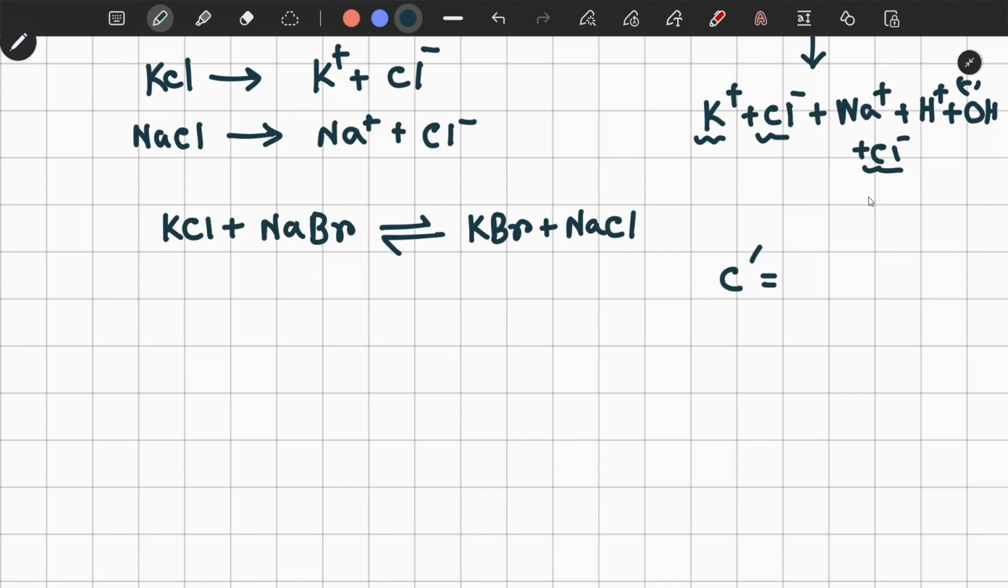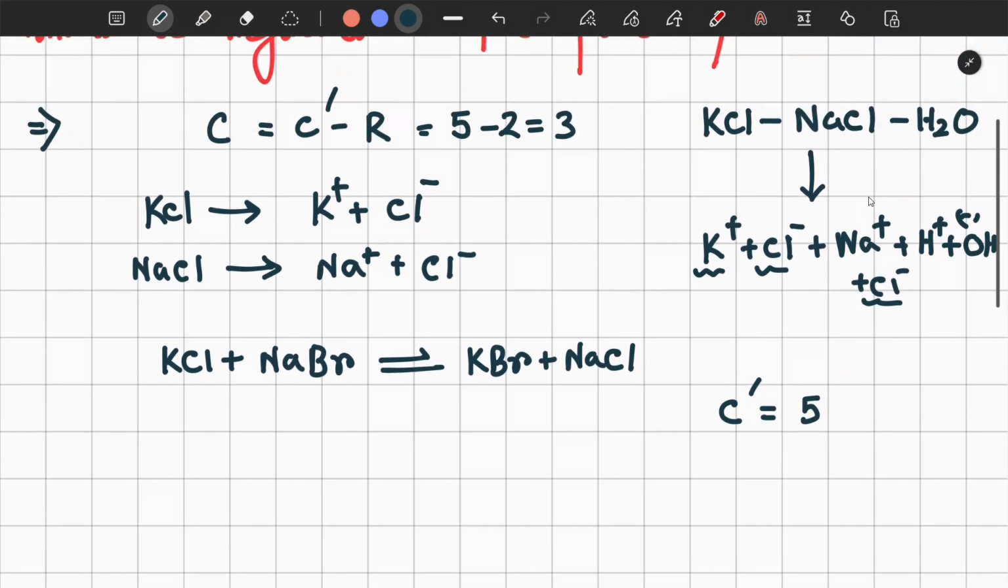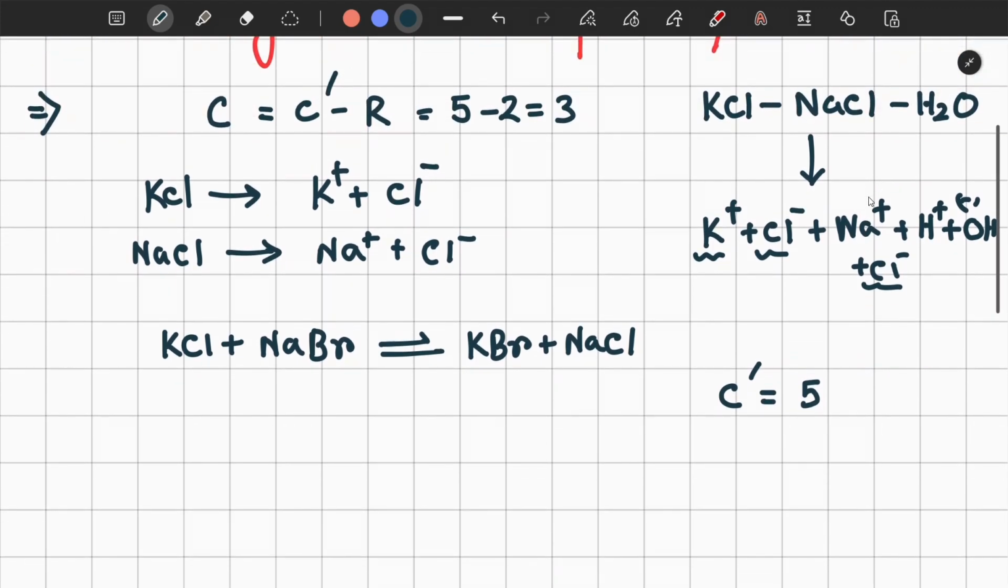C prime will be... and H2O is also there. So in this case also you can consider the whole species. You don't need to consider the ionized part. Here you can consider KCl as whole, NaBr as whole, KBr as whole, NaCl as whole. So then it will be 4 plus 1, H2O is there, right? I don't need to consider H plus, OH minus. So yes, 6, right.